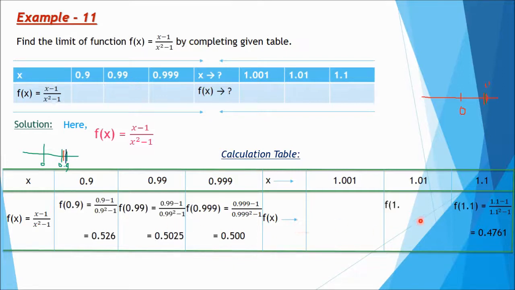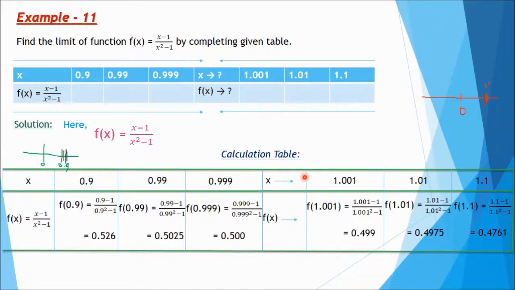Again we do this for 1.01. It's playing on your screen. The value of x is replaced by 1.01, so 1.01 minus 1 over 1.01 square minus 1, which is equal to 0.4975. And again for 1.001, 1.001 minus 1 over 1.001 square minus 1, the value will be 0.499.